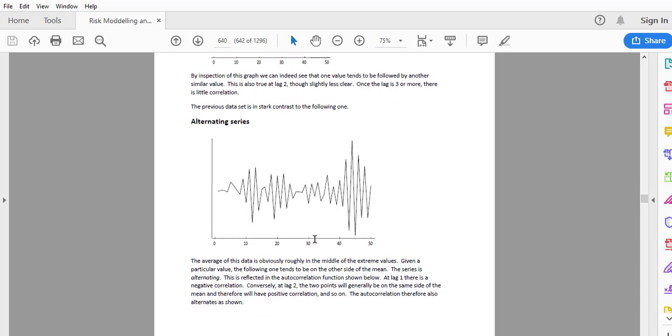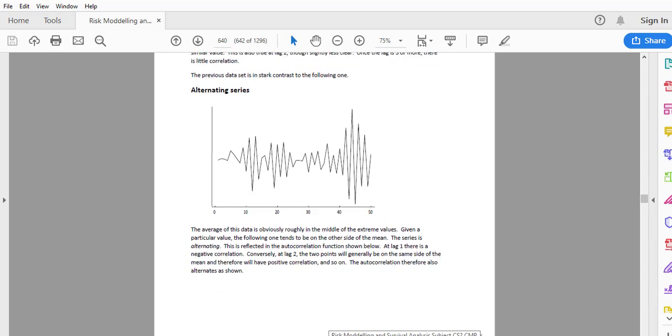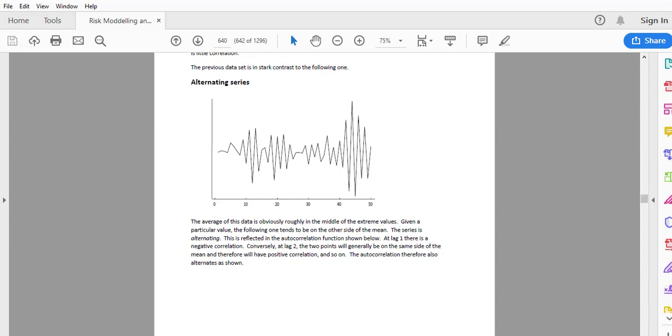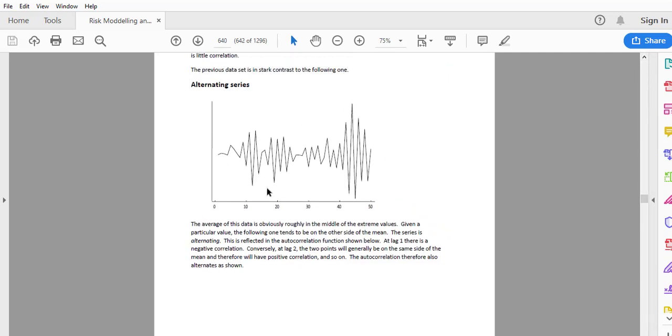You see that the values are oscillating. The previous value is related to the next value. Once there is an increase, then a decrease, increase, decrease, increase, decrease. So there is some sort of negative relationship at all the odd lags, and at all the even lags there is a positive relationship, right?